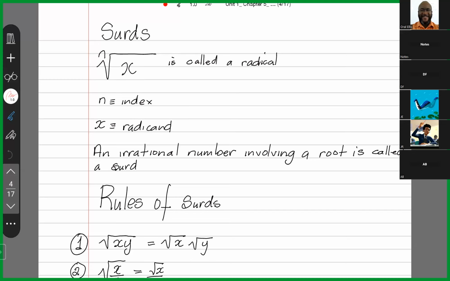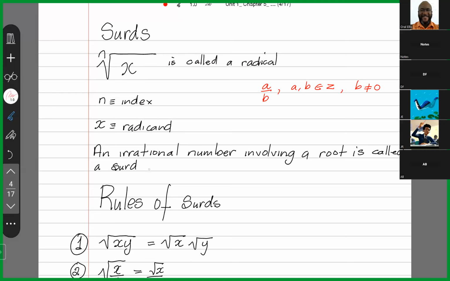Now, of course, an irrational number is a number that cannot be expressed as a fraction of the form a over b, where a and b are both what? Integers, and b is not equal to 0. So a rational number is a number that can be expressed as a fraction in this form, where a and b are integers and b is not equal to 0. That's the definition for a rational number. Now, what they're saying here is that an irrational number involving a root is called a surd.